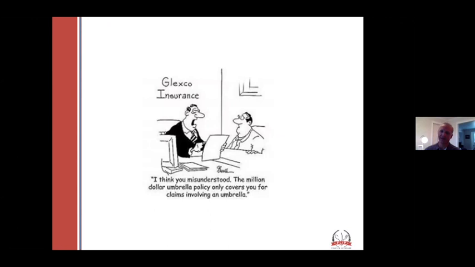Oh, here's a little ending thing. I think if you misunderstood, the $1 million umbrella policy only covers you for claims involving an umbrella. Sometimes we get this perspective of insurance people, and this is what happens in claims. The biggest thing, just be aware so that you don't have some issue come up, where we're going, oh yeah, well, that only involves umbrella claims.